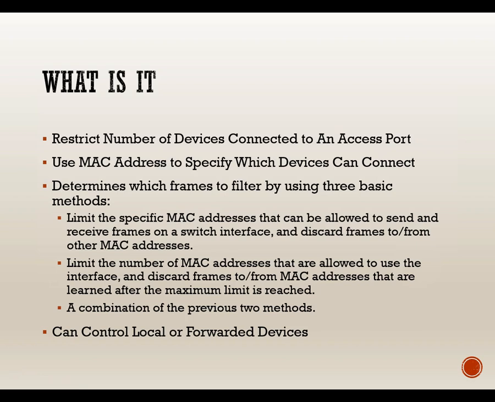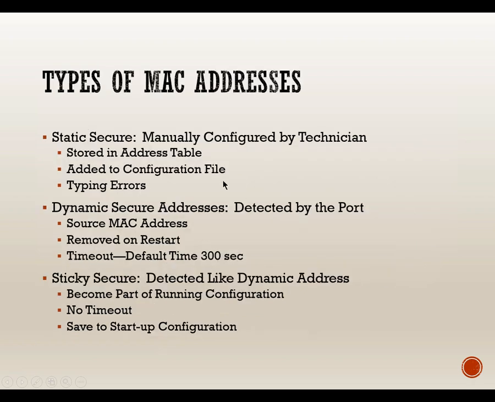It determines which frames to filter by using 3 basic methods. Limit the specific MAC addresses that can be allowed to send and receive frames. Limit the number of MAC addresses, or all the above. We can limit which MAC addresses and how many can be configured on a port. It can control the local or forwarded devices that are allowed to go through our switch.